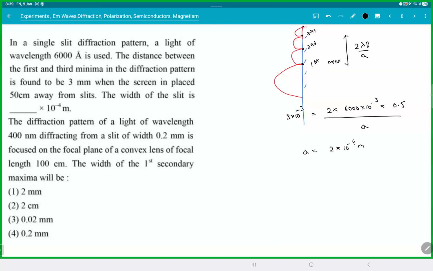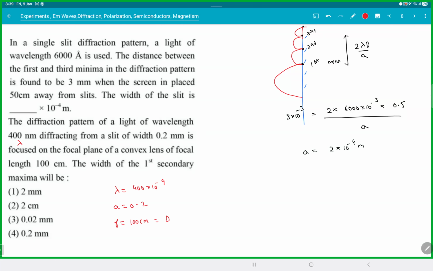Same story. The diffraction pattern of a light of wavelength 400 nanometers. So lambda is given, 400 nano, 10 power minus 9. Slit width is given 0.2. Focal length f is given 100, which is actually capital D. So the question is not tough. But when people see the focal length, they don't understand what to do. They'll think, what is capital D here?